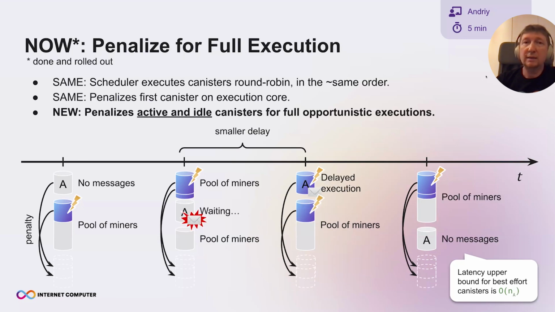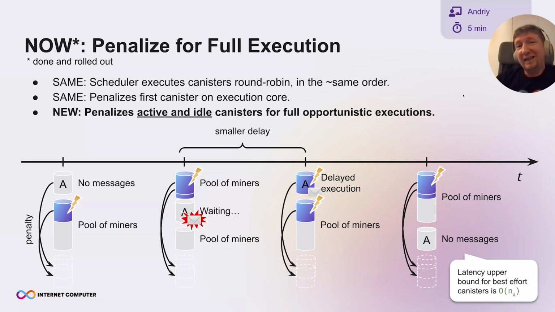Let's see how the scheduler works now. Just like before, canister A is scheduled first on the core, it gets penalized and goes to the bottom. The next active canister is executed instead. But now this opportunistic execution is also penalized, and all fully executed canisters go to the bottom of the schedule. Again, in the worst case, canister A receives a message right in the next round. The canister still has to wait until it gets scheduled again, but because now we penalize way more canisters, the delay is significantly shorter, while preserving all the scheduler properties and guarantees.